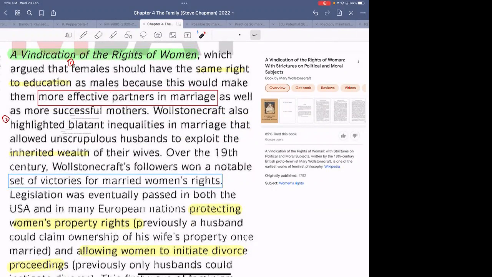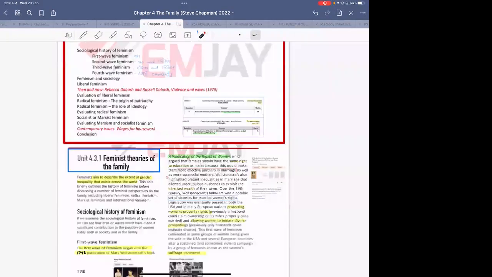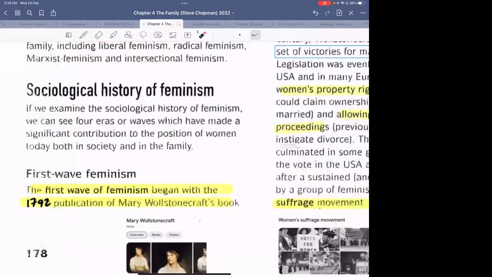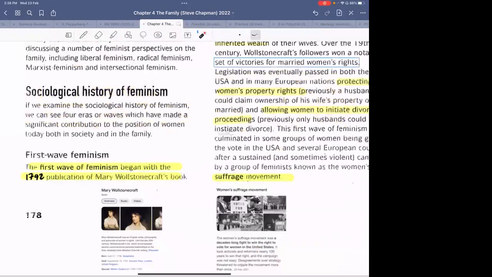Now, what did it do? I mean, it had a lot, but these are the points that we need to know at this point. Starting off, number one, according to this book, A Vindication of the Rights of Women, written by Mary Wollstonecraft, the first thing that has to be kept in mind is that she demanded female education. The first point, females having the right to education.